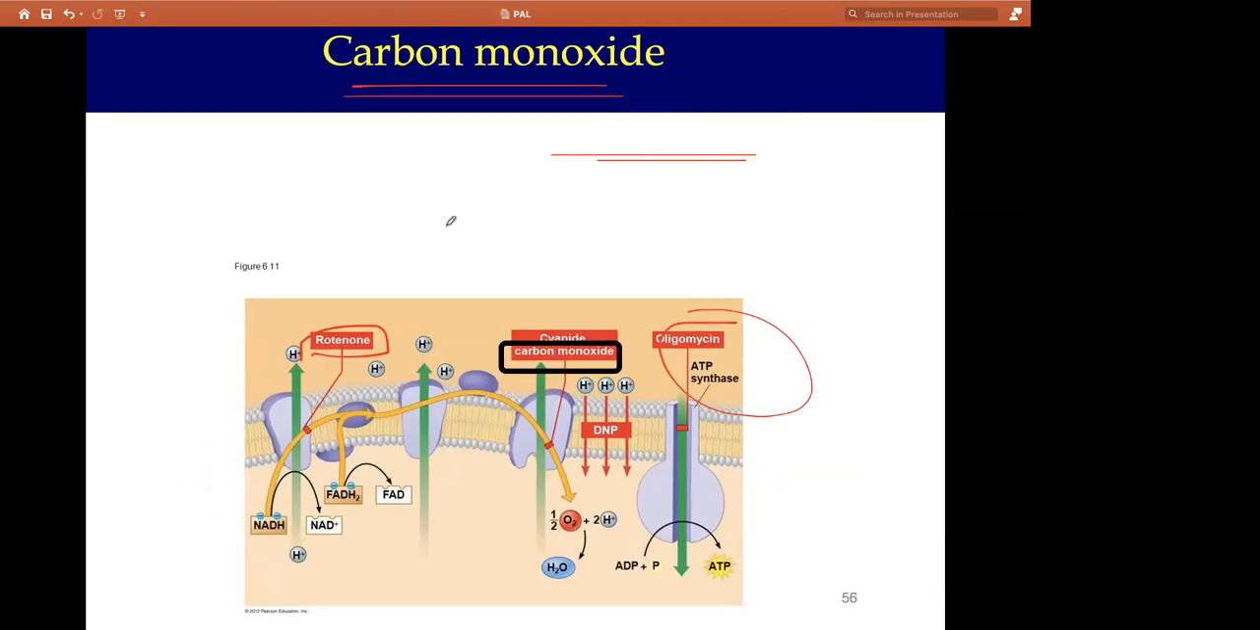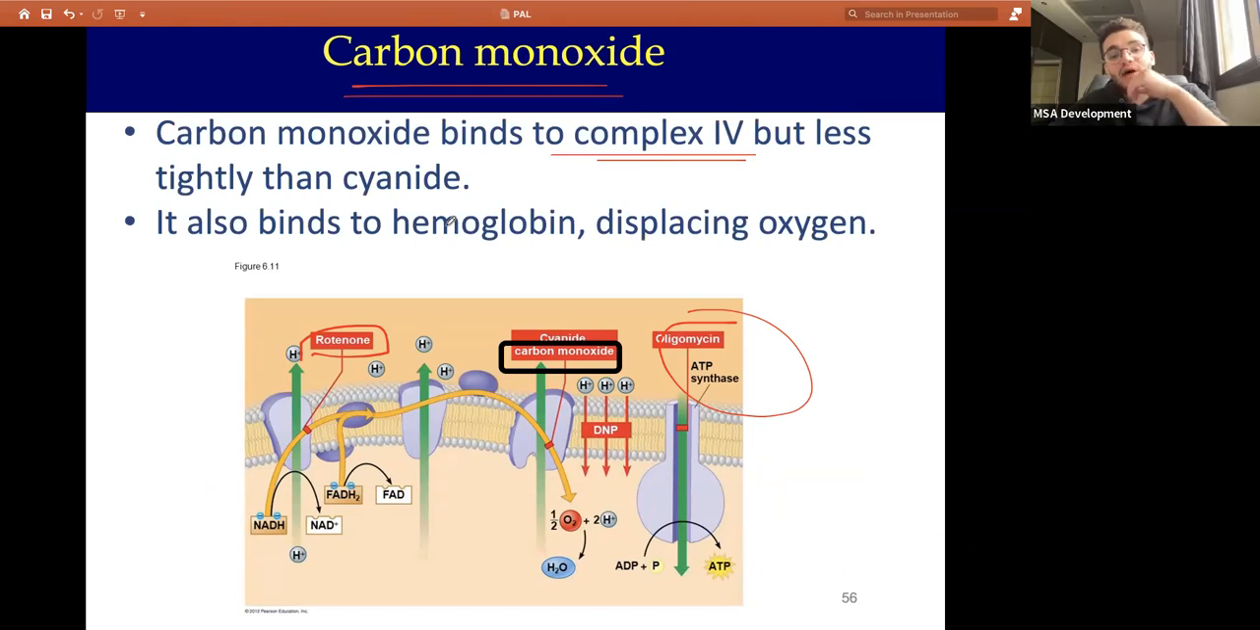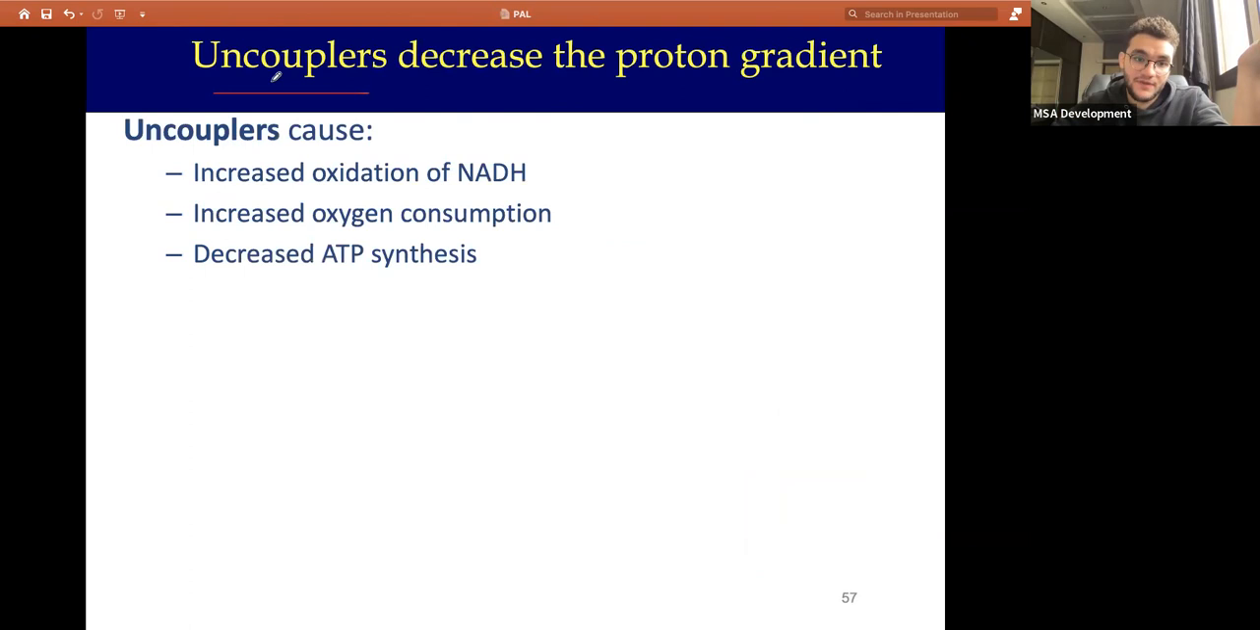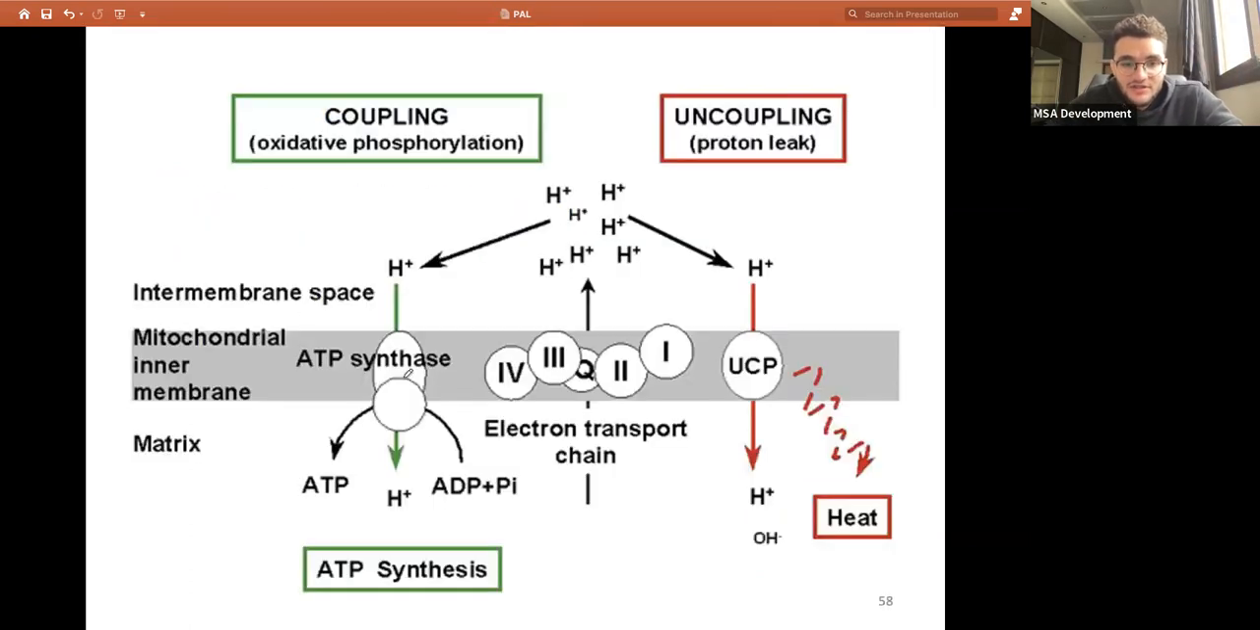Yes. Okay. So as I said, we have something called inhibitors and we have something called uncouplers. So what uncouplers do: we said the complexes pump the protons to form a proton gradient. What uncouplers do is make the membrane leaky. When the membrane becomes leaky, the protons are going to go back, and when they go back, there is no longer going to be a gradient.